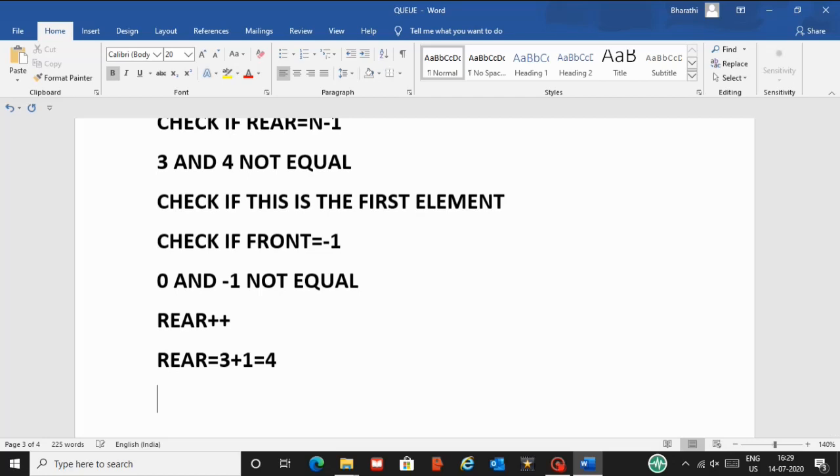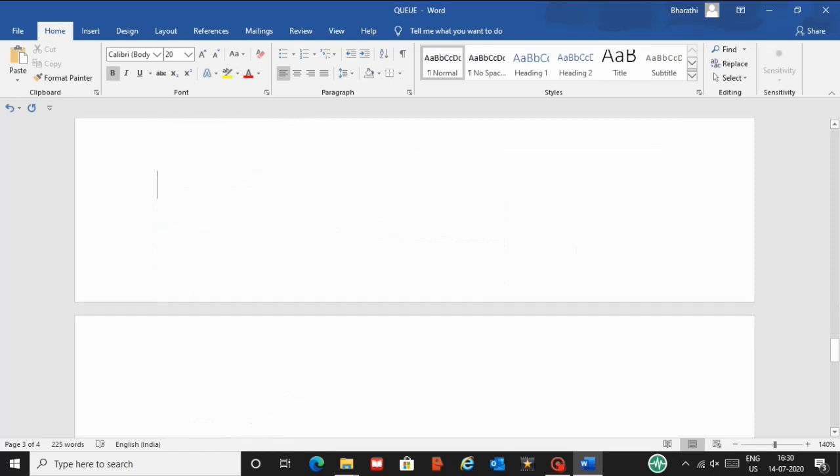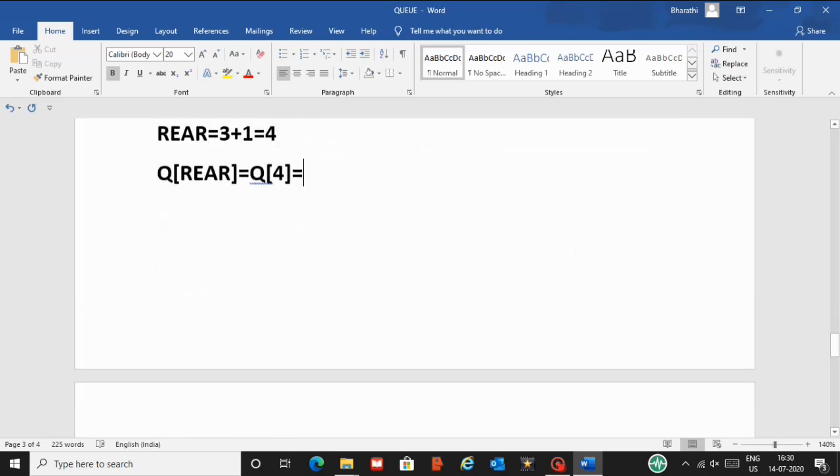So Q of, don't write only rear. Rear is equal to 4, something you cannot do. Q of rear is nothing but Q of 4. In that location, I can have a value equal to, what do I want to insert? I wanted to insert 55, so I will insert it.